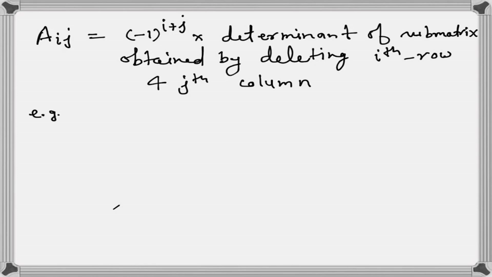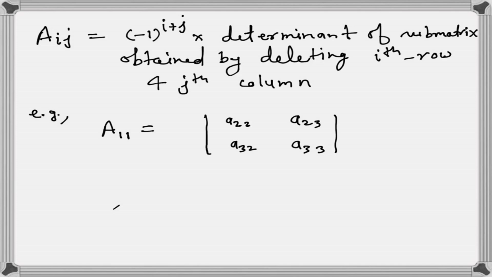For example, A11 is the 11 cofactor, which is obtained by deleting the first row and first column. It is defined as the determinant of the submatrix obtained by deleting the first row and first column. So what do we get? We get A22, A23, A32, A33. So this is how A11 is defined.